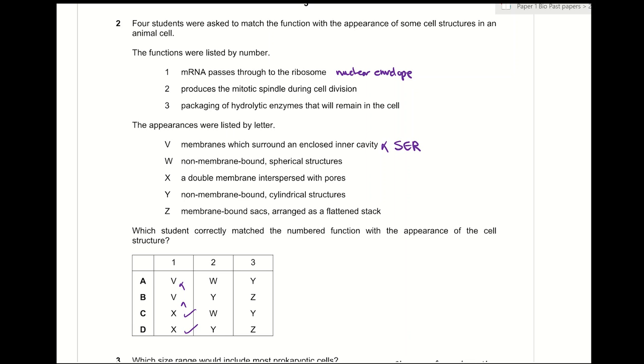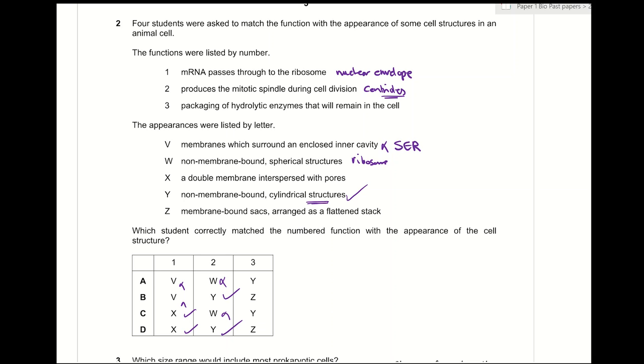For 2, produces the mitotic spindle during cell division. As we all know, what produces the spindle is the centrioles. Therefore, here we have a choice between W or Y. For W, non-membrane bound spherical structures. The non-membrane bound spherical structures are going to be ribosomes, because actually centrioles are not covered by a membrane. So W is incorrect. Let's look at Y. Non-membrane bound cylindrical structures. These are microtubules. Therefore, this is correct because centrioles are made of microtubules.